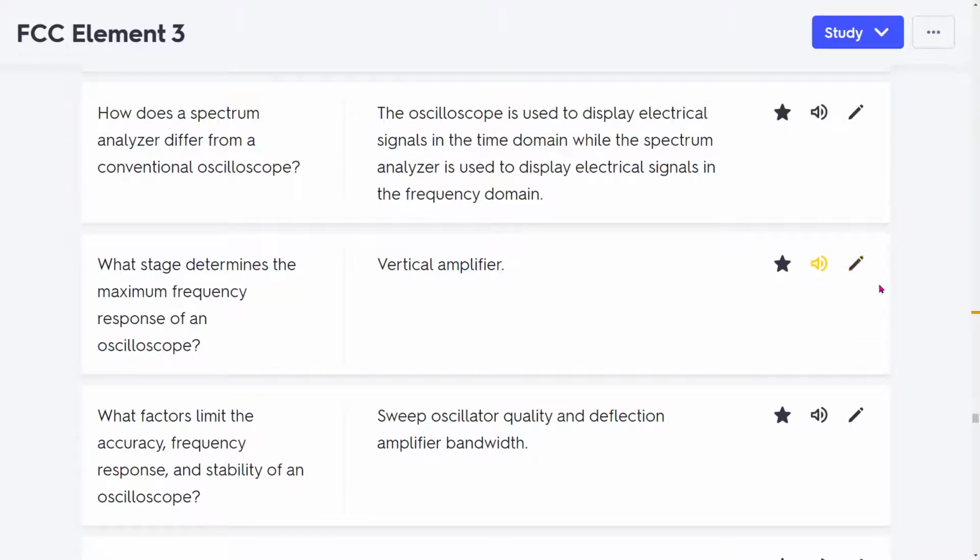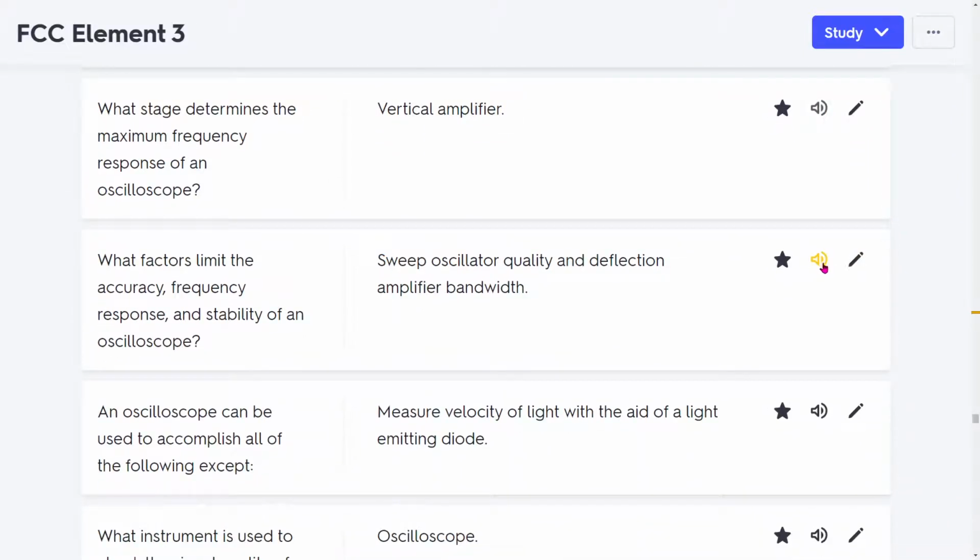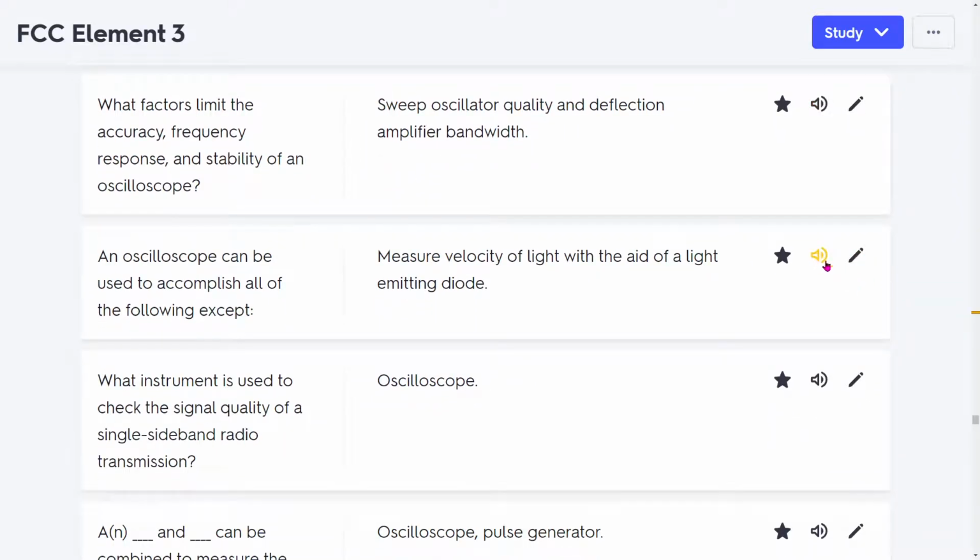What stage determines the maximum frequency response of an oscilloscope? Vertical amplifier. What factors limit the accuracy, frequency response, and stability of an oscilloscope? Sweep oscillator quality and deflection amplifier bandwidth. An oscilloscope can be used to accomplish all of the following except measure velocity of light with the aid of a light-emitting diode.